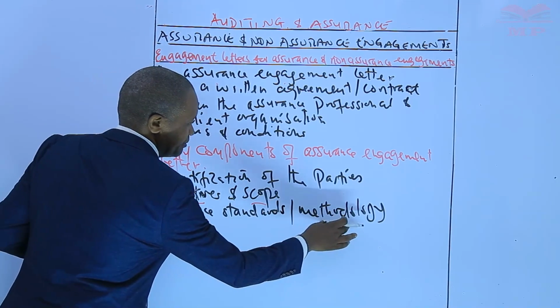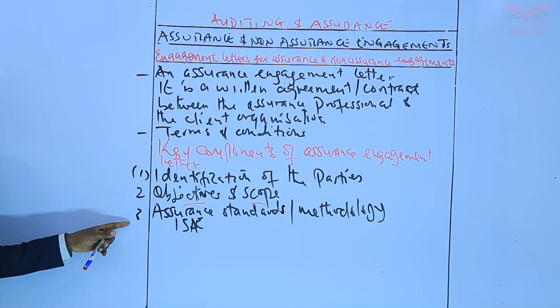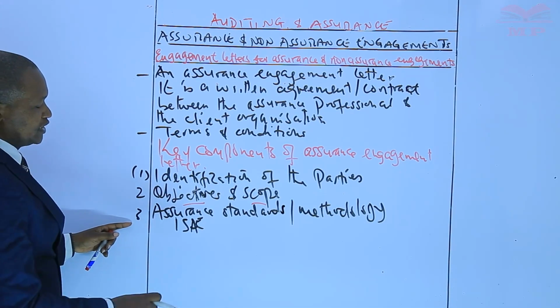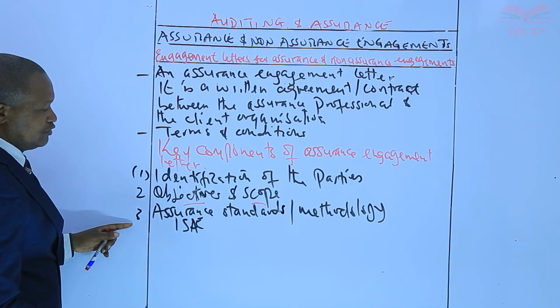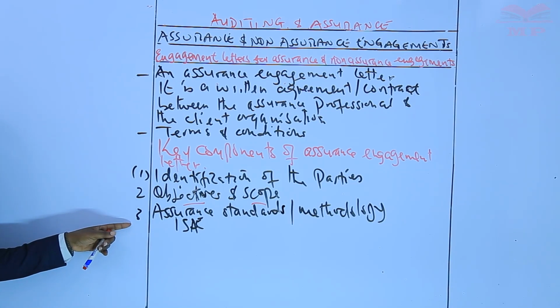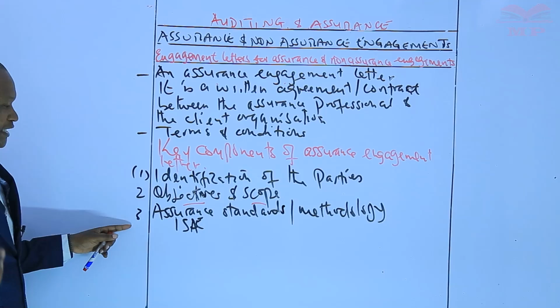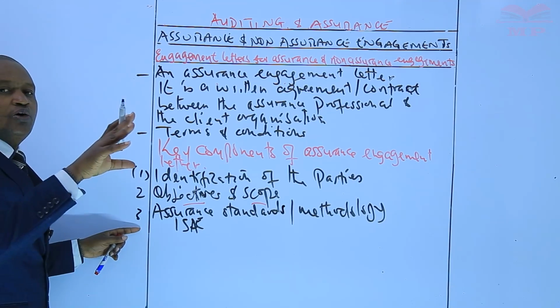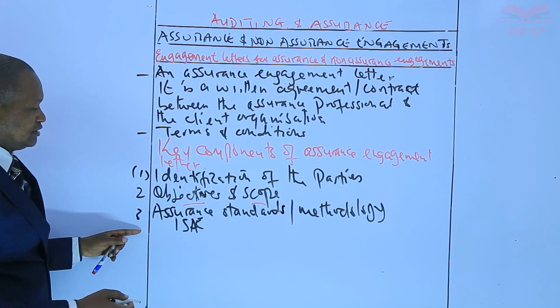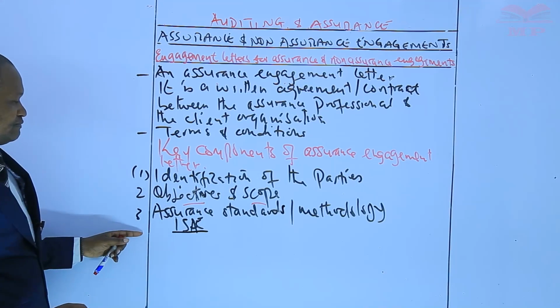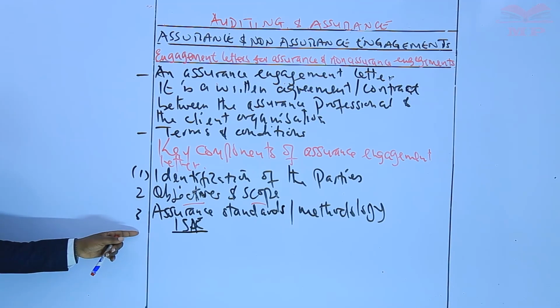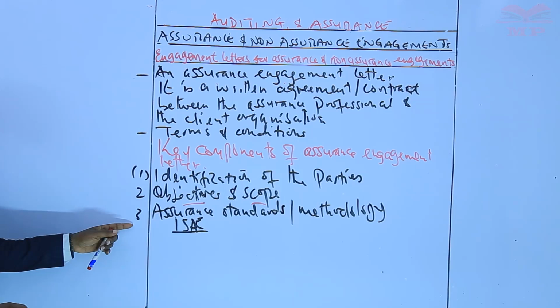Standards and methodology. I'll give you an example of a standard. The international standards on auditing engagements. This will be a standard. So that's the third key component of an assurance engagement letter.